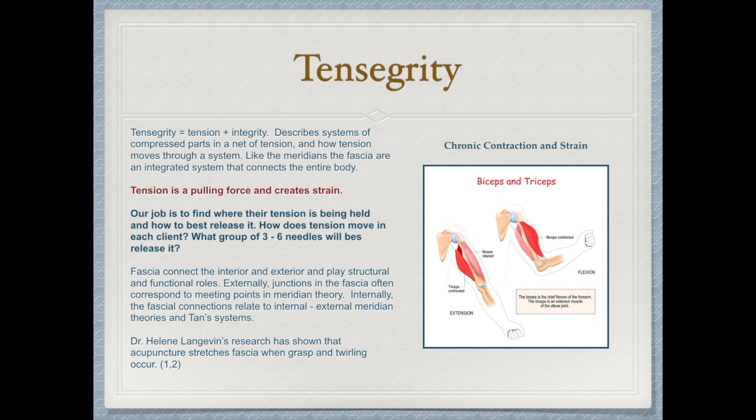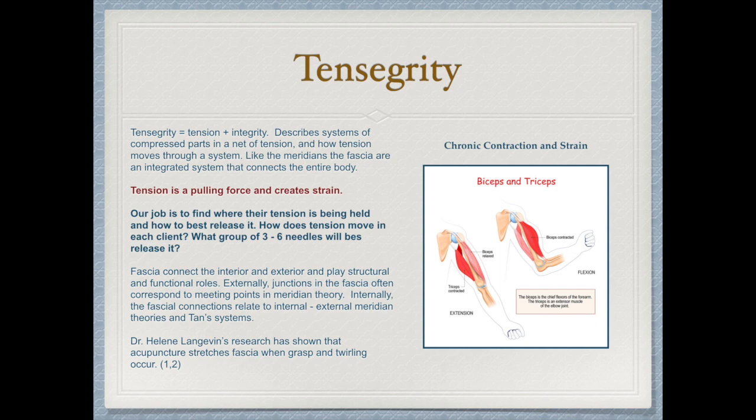Tensegrity also describes how tension moves through a system, and like the meridians, the fascia are an interconnected system that connects the entire body, both internally and externally. Now, this topic about how tension moves through a system is a really important thing for acupuncturists to understand, because very often our clients come to see us for tension-related conditions. Tension is a pulling force. If we look at the physical mechanisms behind it, it's defined as a pulling force, and it can create strain.